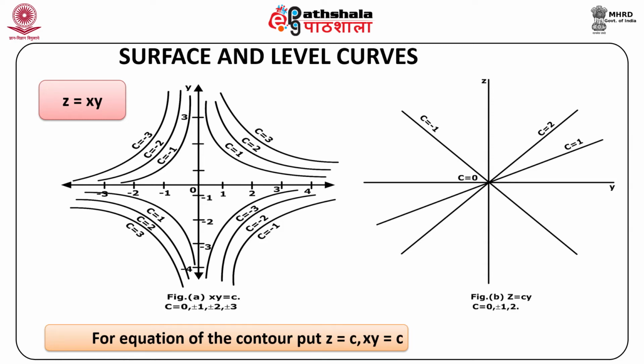To get the vertical plane section perpendicular to the x-axis, put x is equal to c. Then z is equal to cy. This gives a straight line passing through the origin in the OYZ plane, with c being the slope of the line. Thus, c greater than 0 gives upward sloping lines, c less than 0 gives downward sloping lines, and c equal to 0 gives a horizontal line through the origin, that is the y-axis.